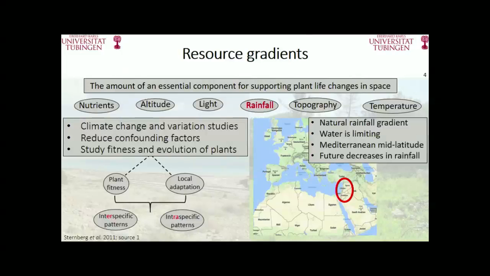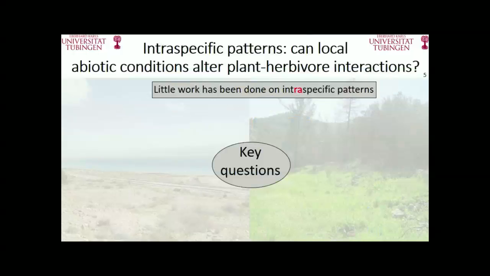within species. The resource gradient which I was working on is a naturally occurring rainfall gradient in the eastern Mediterranean basin. And in these Mediterranean mid-latitudes, water tends to be the main limiting factor for ecosystem functioning. And interestingly and rather unusually, global circulation models agree in their predictions for future decreases in rainfall.